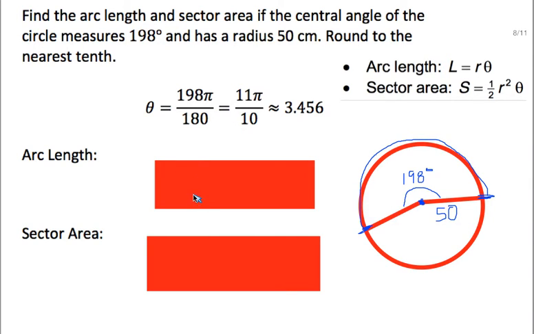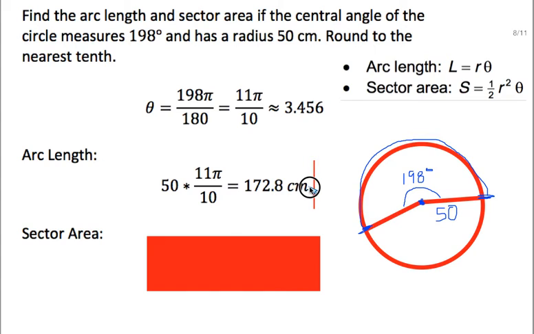So now for the arc length, we're going to do just my radius, which is 50, times 11 pi over 10, and we'll get, it says round to the nearest tenth for our answers. So in this case, I will go ahead and plug everything into the calculator, and I get 172.8 centimeters.